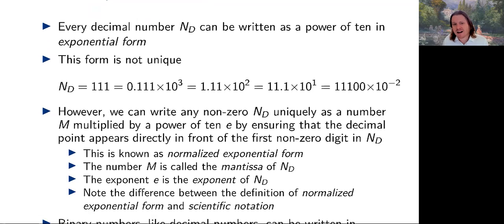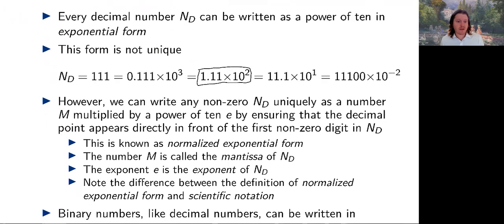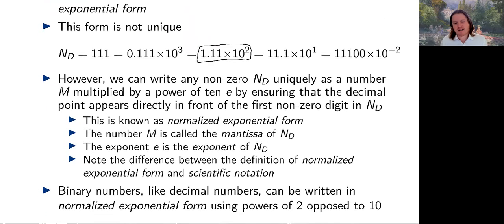So we can write any non-zero decimal number uniquely as a number m multiplied by a power of 10^e by ensuring that the decimal point appears directly in front of the first non-zero digit in that decimal number. This right here, this is going to be the normalized exponential form that we will be using. The number m is called the mantissa. The exponent e, so here's the exponent.